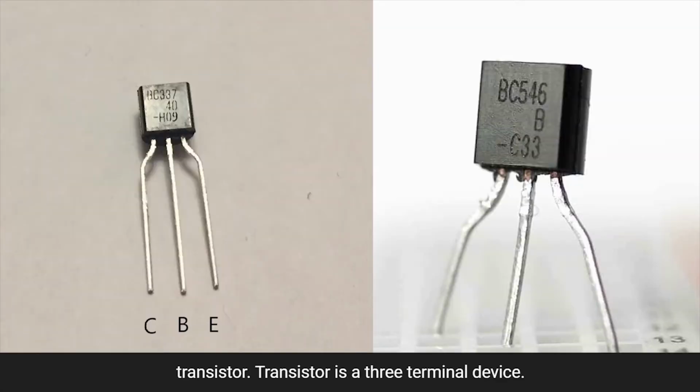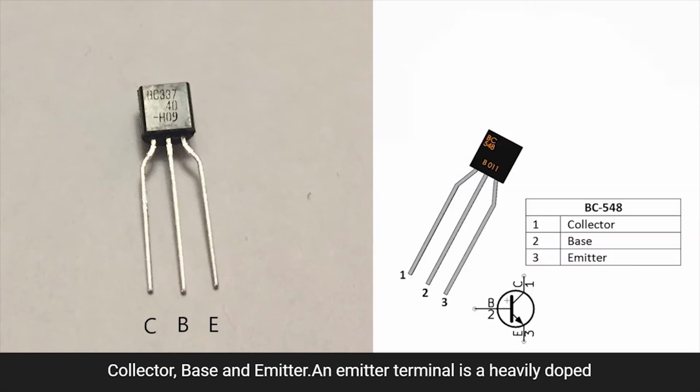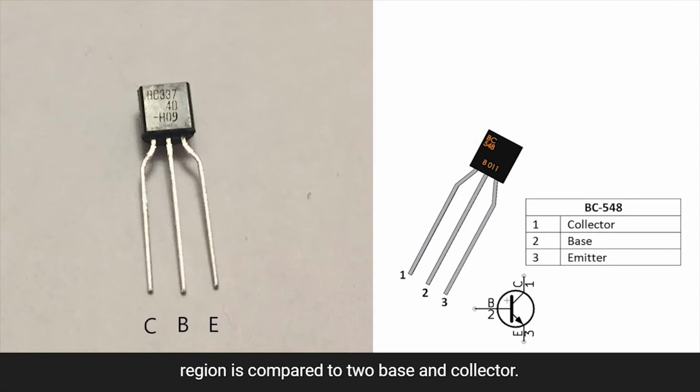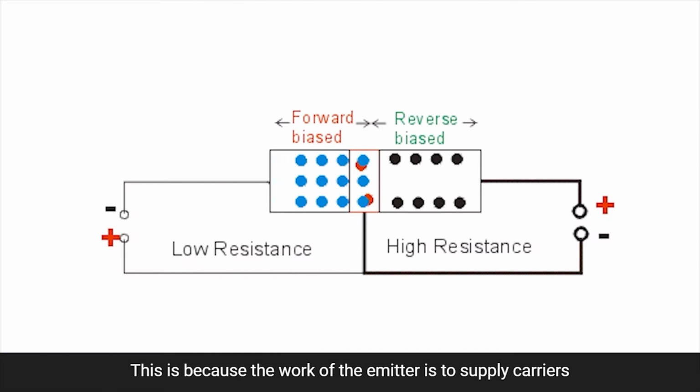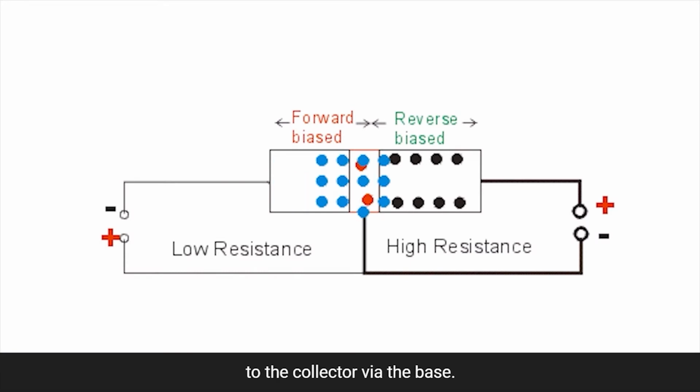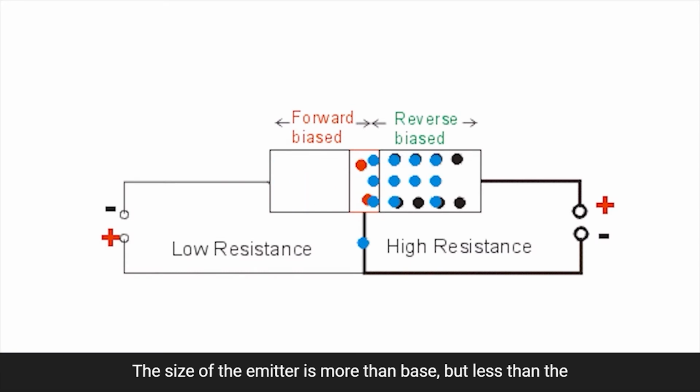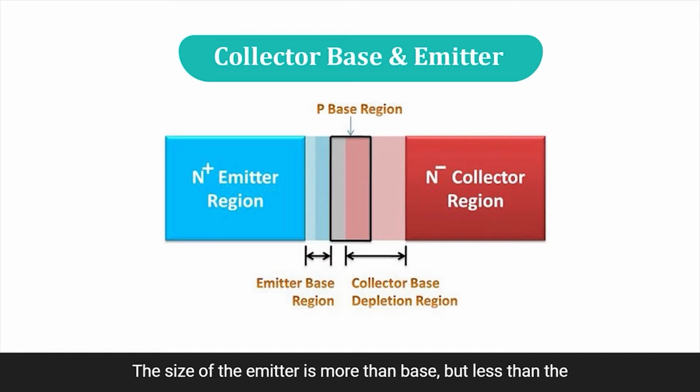This is a commonly used transistor. A transistor is a 3-terminal device: collector, base, and emitter. The emitter terminal is a heavily doped region as compared to the base and collector. This is because the work of the emitter is to supply carriers to the collector via the base. The size of the emitter is more than the base but less than the collector. The size of the base region is extremely small.